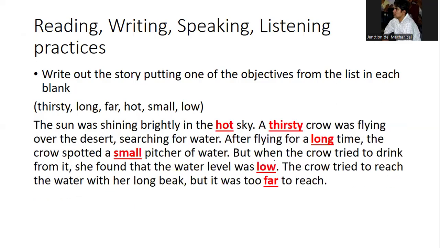Hopefully, you have done that. So let's finish it. The sun was shining brightly in the hot sky. Obviously, if we are talking about a sun, the sky would be hot. The thirsty crow was flying over the desert searching for water. Now, obviously, if the crow was searching for water, the crow is going to be thirsty.